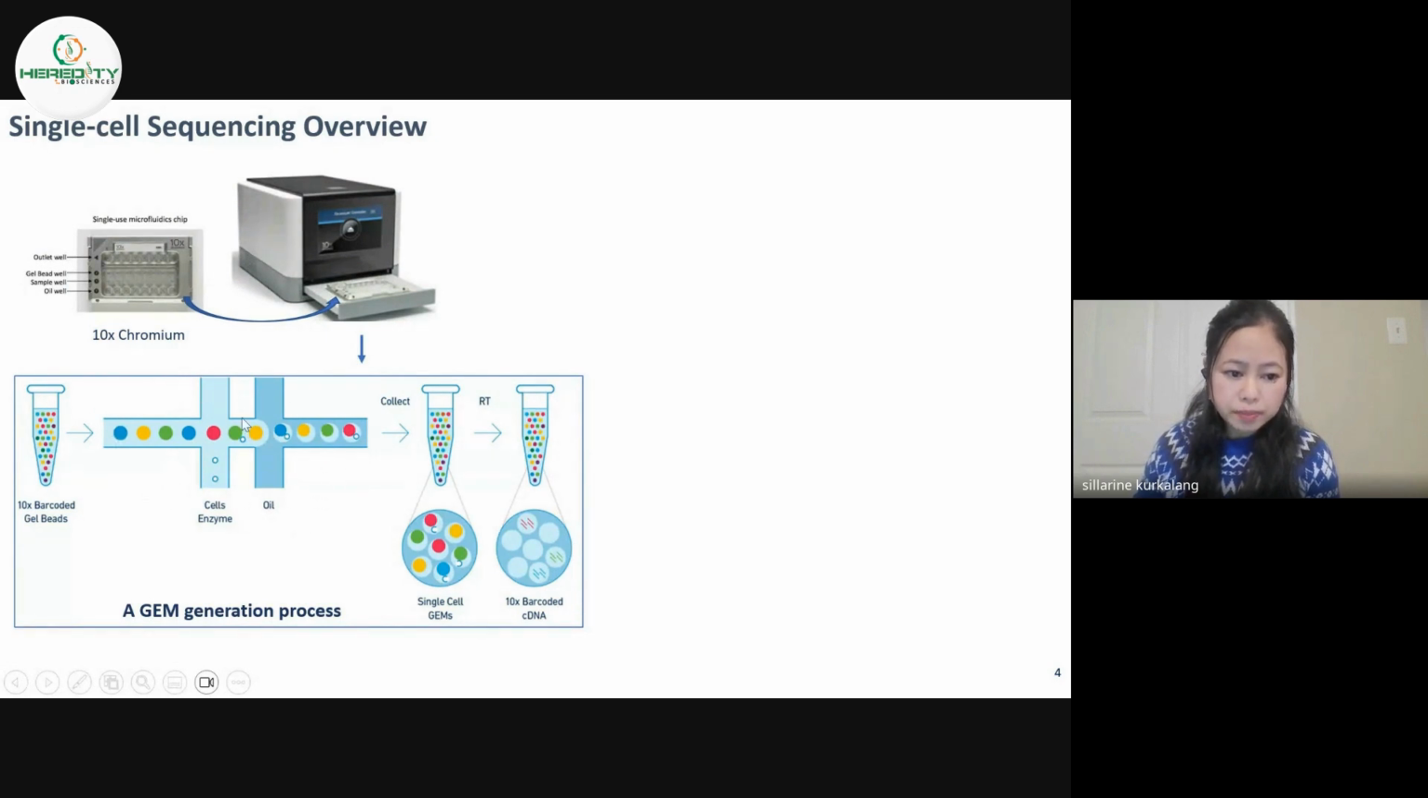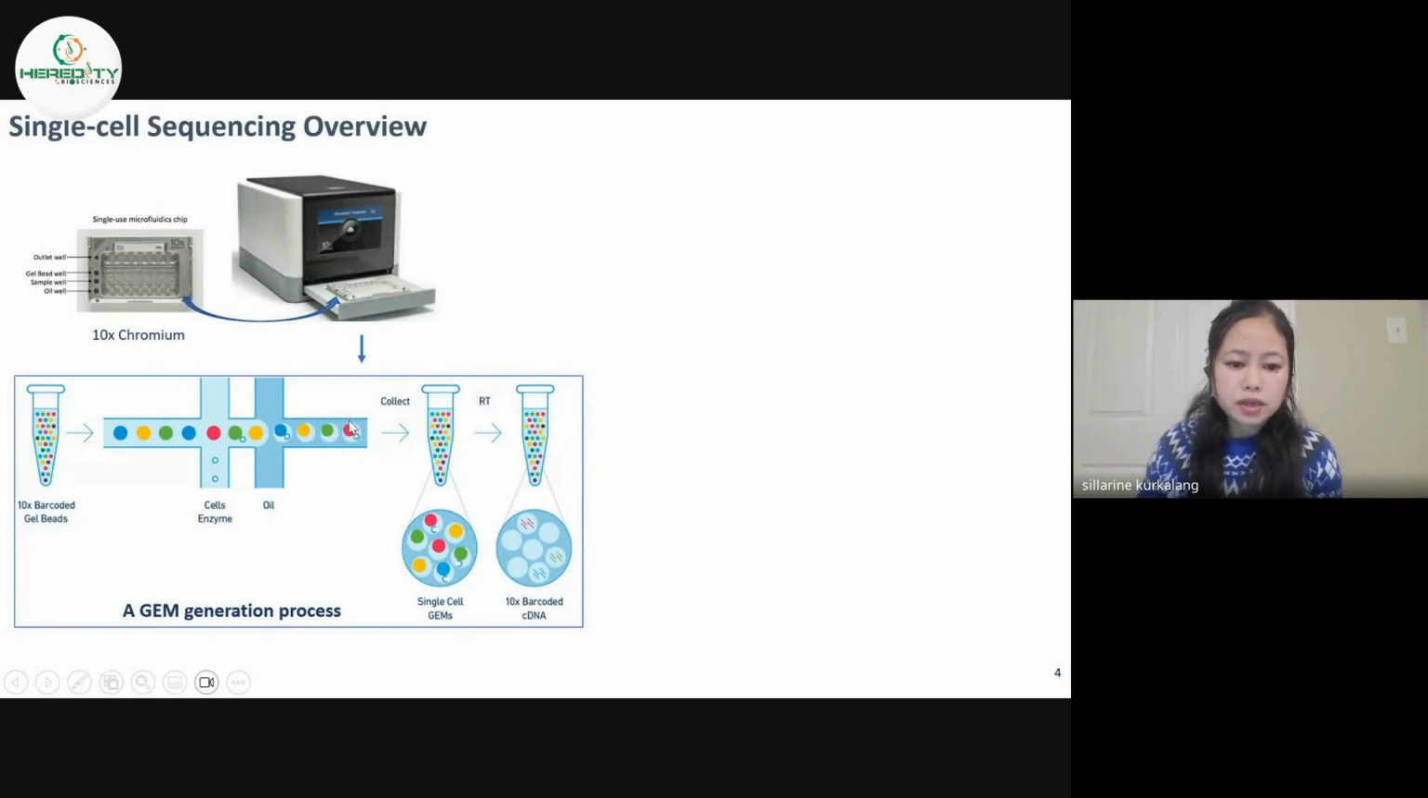This is the inside of the chip where you already added the gel bead. The gel bead will flow from one of the channels, and along the channel, the cells and the enzyme will come from the other channels that are perpendicular to the main channel. They will meet the bead, and along the way, the oil that comes from another channel meets the bead and the cells, and the aqueous solution is partitioned by the oil into oil droplets. So each oil droplet contains one cell, one bead, along with the RT reagents and the enzymes. This process keeps continuing until the completion of generation of these oil droplets, also called gel bead in emulsions or the gems.